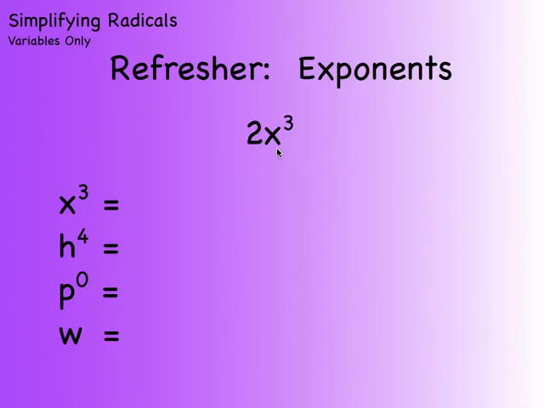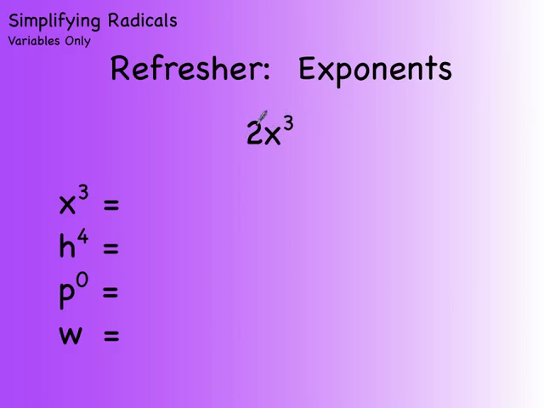Fordham here, and we're going to be talking today about simplifying radicals, but with variables only. And you might be confused because I don't have a single radical on my screen right now, but that's with intention. What we're talking about here is exponents specifically. I just wanted to do a little refresher on exponents. And there are some terms that you might need to touch upon again to make sure you fully understand them.